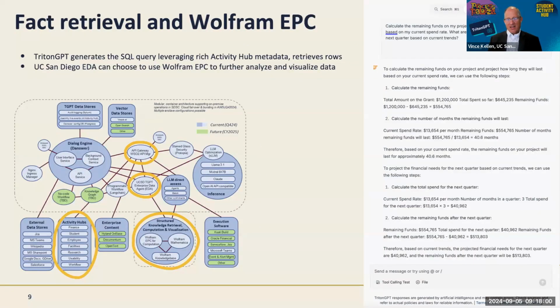On this fact retrieval side, as you can see, this is the way that we envision it going. I can imagine a user coming in to TritonGPT, say it's a PI who has a series of grants, or more importantly, their fund manager or accounting person, saying, hey, what are the remaining funds on my project and how long will they last based on my current spend rate? That's exactly the type of question that this architecture is going to handle, which is retrieval of the actual data from the activity hub, and then the use of the Wolfram EPC, Enterprise Private Cloud, which actually runs entirely on premise within our environment here, and then uses parts of that Wolfram architecture to turn that question into crisp answers. Next slide.